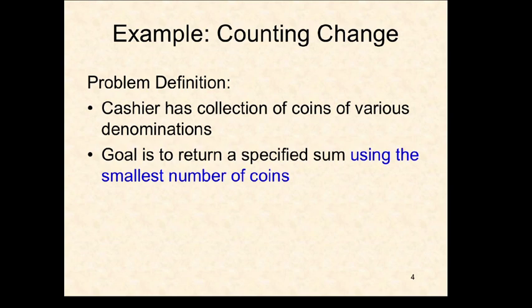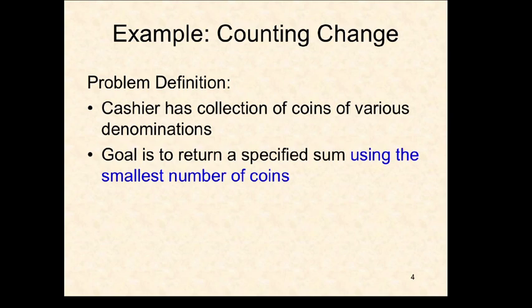So one example would be counting change. Before you became a computer science major, you might have had a job as a cashier and had to make change when people gave you cash. You always have to give people the right amount of change. That's sort of assumed here. People get upset if you owe them 70 cents and give them a dime and tell them you're done.